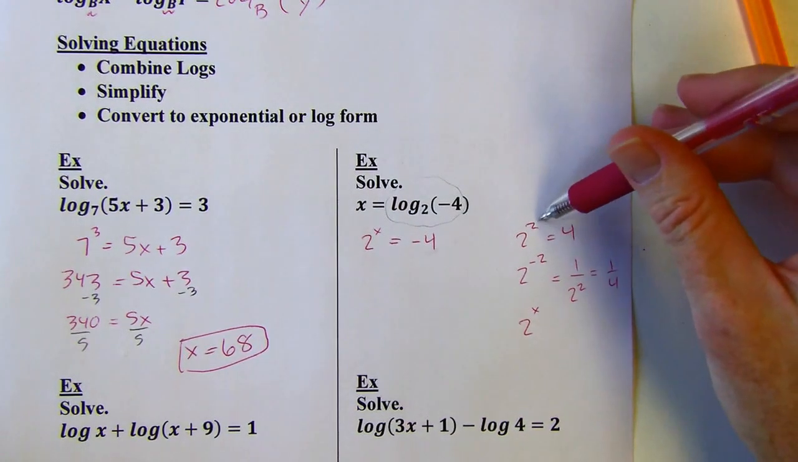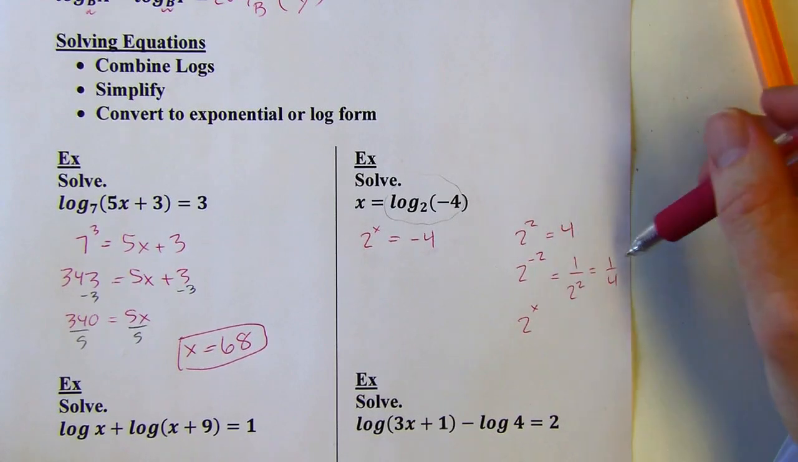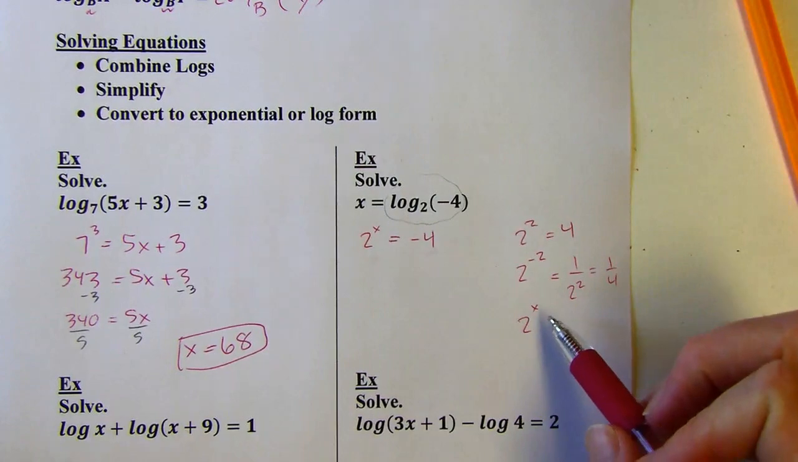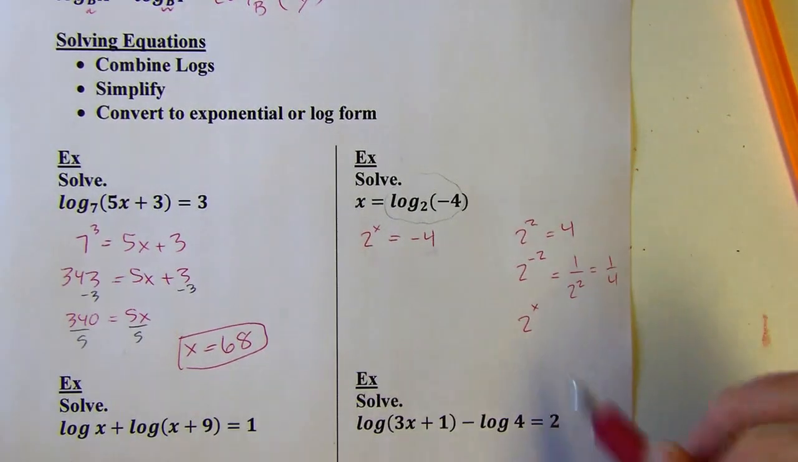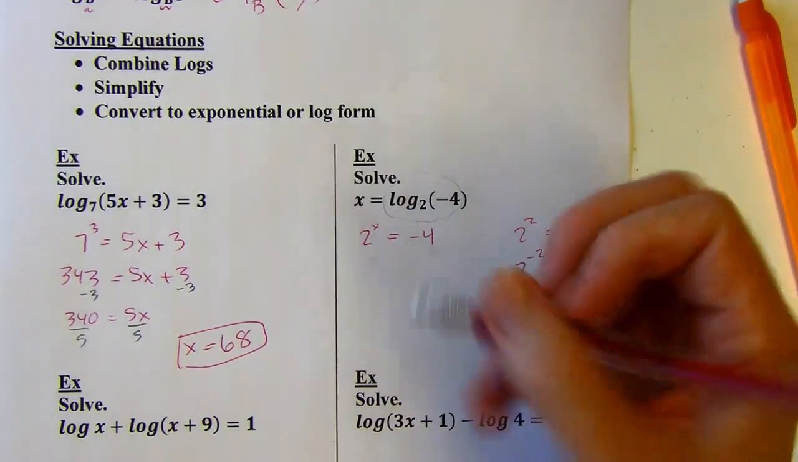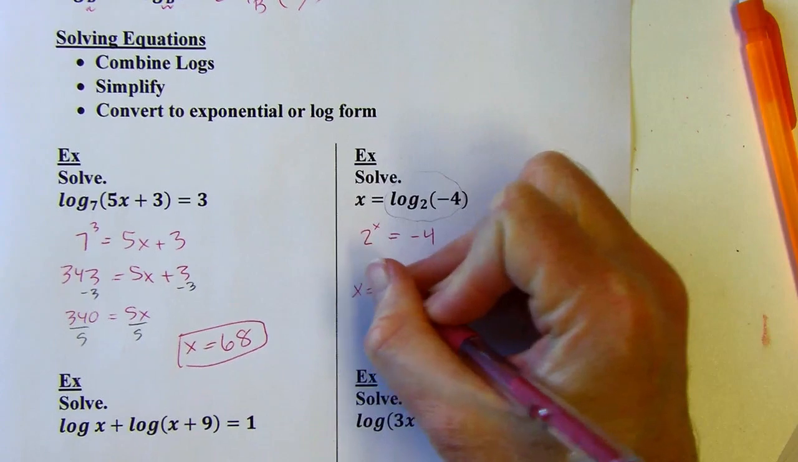Because if I raise it to a positive power, it's positive. If I raise it to a negative power, it's still going to come out positive when my base is positive. Even if I raise it to the 0th, anything to the 0th equals 1. So this is not going to work. So this x is going to be undefined, or you could say no solution.